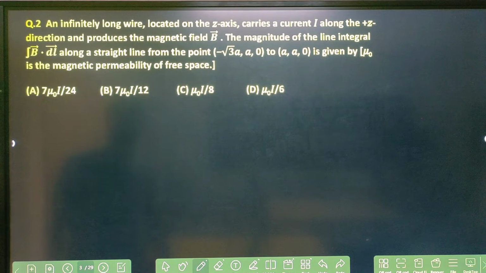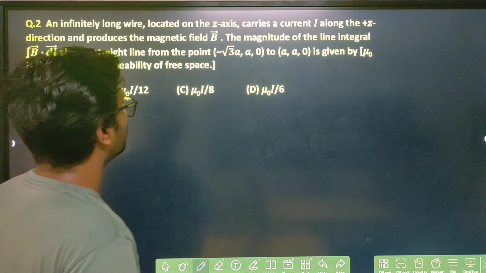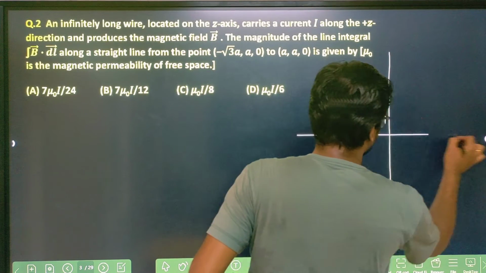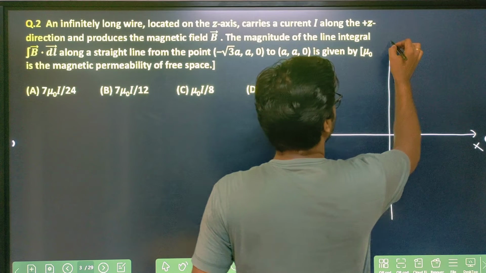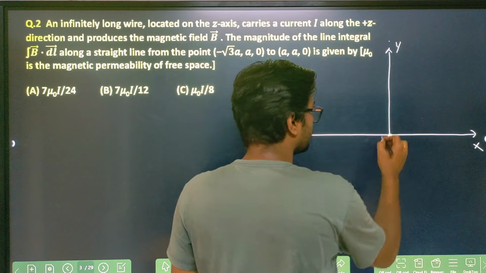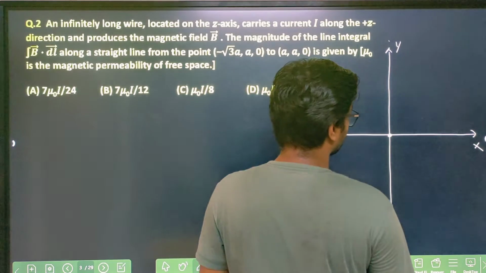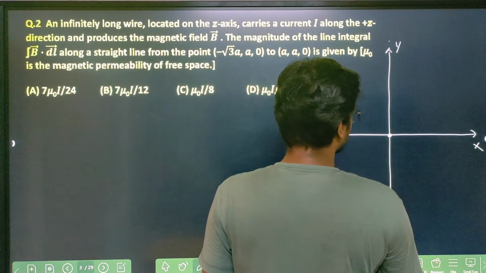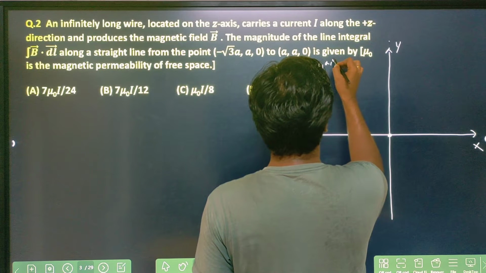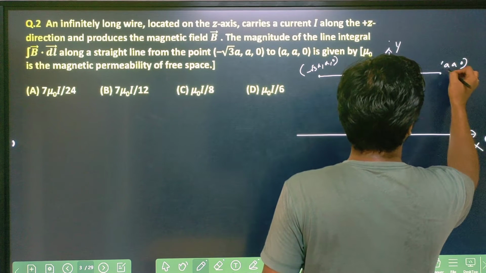Now go for the second question. In this question you have to find out the integral of B dot dl. Let's say I am taking this along the x direction and this along the y direction, and this is the center here. The current is in the positive z direction, outward from the board. And from here you have to integrate from minus root 3 a, 0 up to a, 0. Clear?